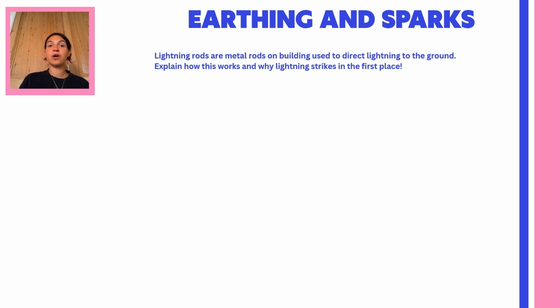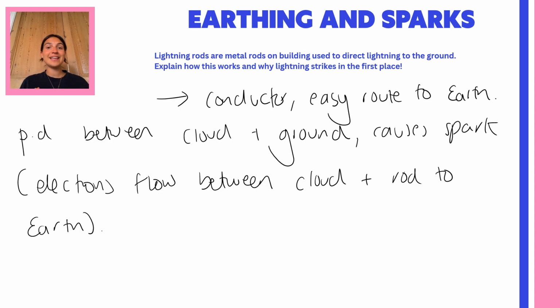Okay, so a metal rod, what is metal very good at? It is a conductor, and that means that it can provide an easier route for charges to flow down to Earth. You get a flow of charges in the first place because you have to say there is a potential difference between the clouds and the ground. So that potential difference causes this spark, which is just actually a flow of electrons between the cloud and the rod, and then because the rod's a conductor, that takes the electrons down to Earth.